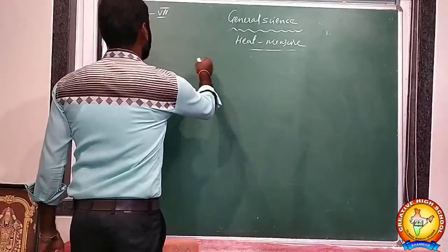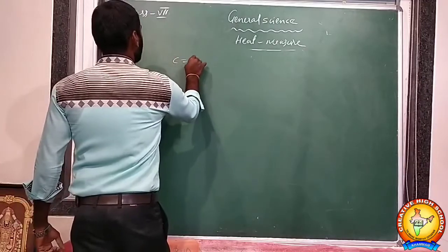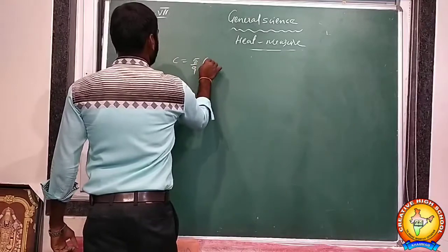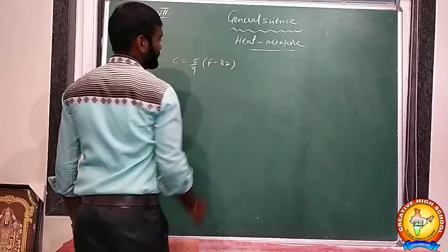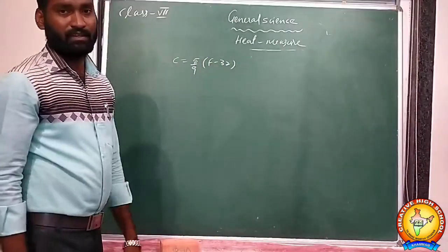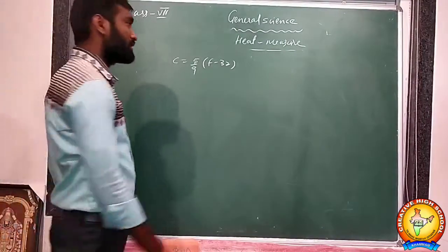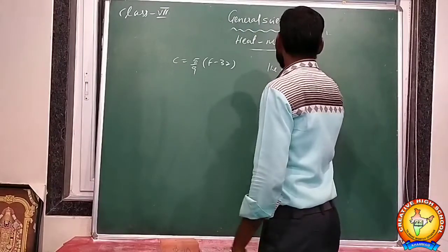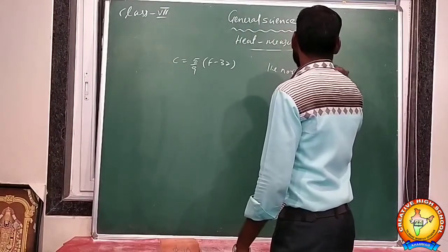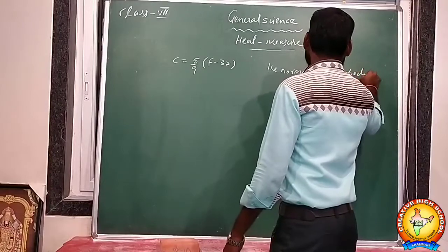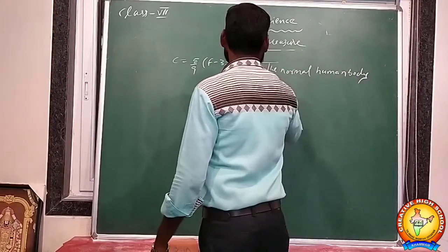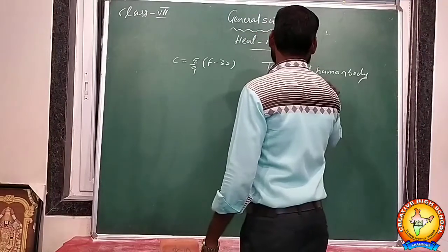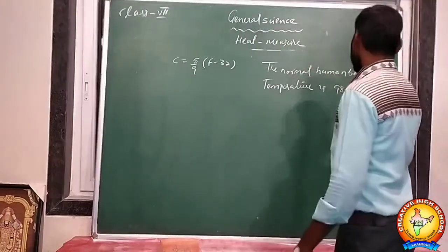What is the relation given to you? C is equal to 5 by 9 (F minus 32). Yes, this is the relation between C and F. Before that, what is the normal human body temperature? It is 98.6 degrees Fahrenheit.